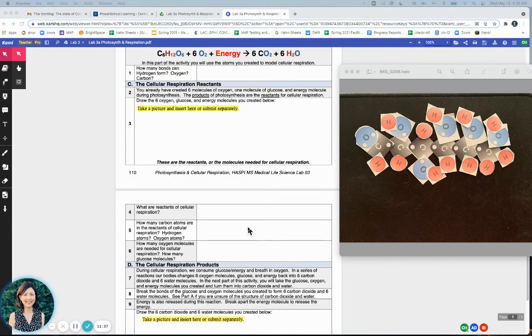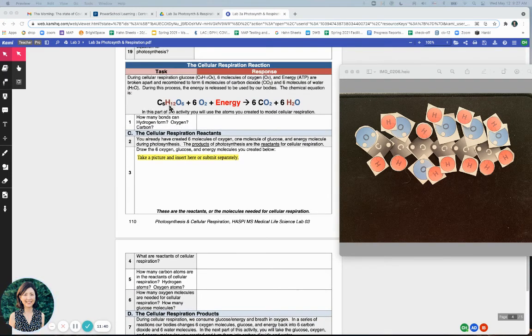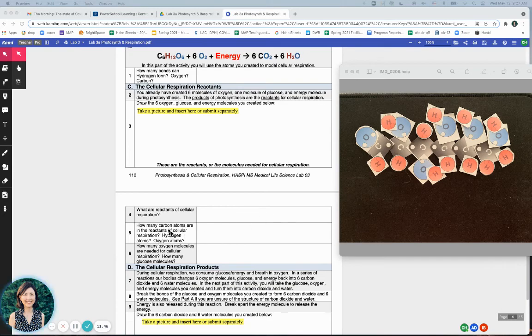You're going to answer the questions. What are the reactants of cell respiration? Right here, these are the reactants. These are the products. How many atoms? You'll notice that you keep using the same number of carbon, oxygen, hydrogen for the products and the reactants. So this number should be exactly the same every time. The number of hydrogen atoms, oxygen atoms, and carbon atoms, because you shouldn't be having any atoms left over. So you're just rearranging the same atoms each time.